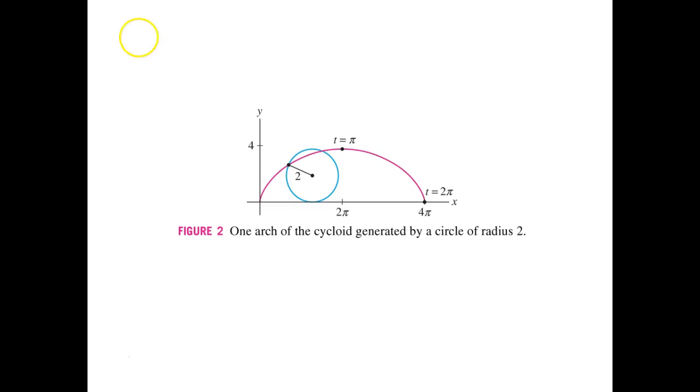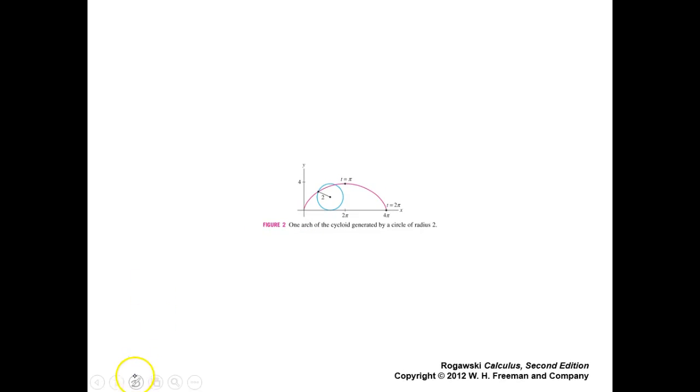Here were the formulas. Well, I've got to reduce this. X is equal to 2 times t minus sine t. Your y value is 2 times 1 minus cosine t.